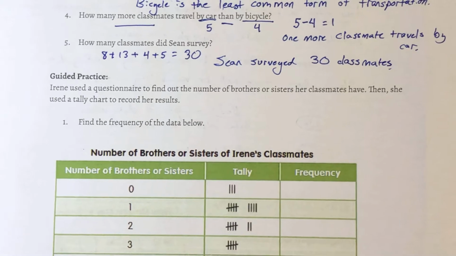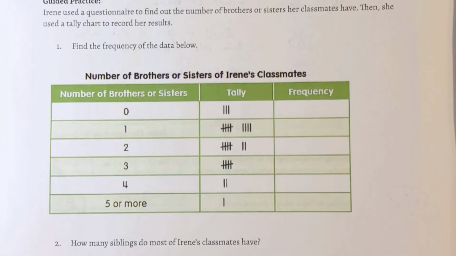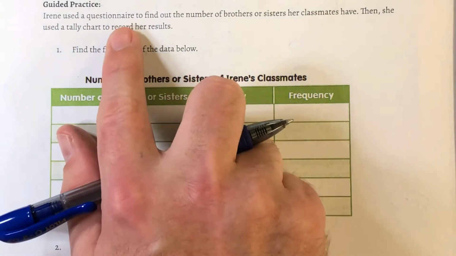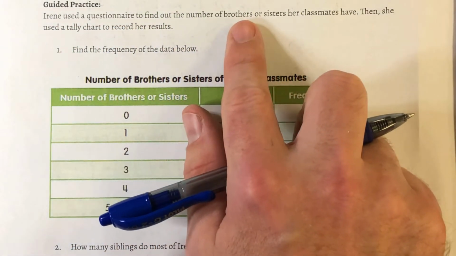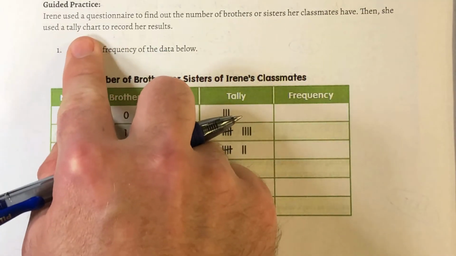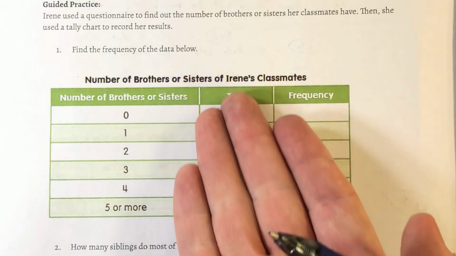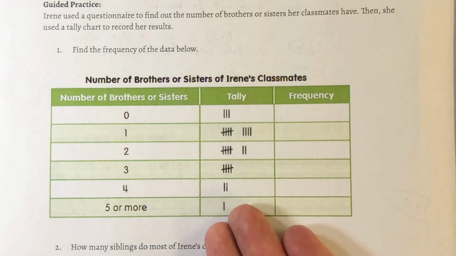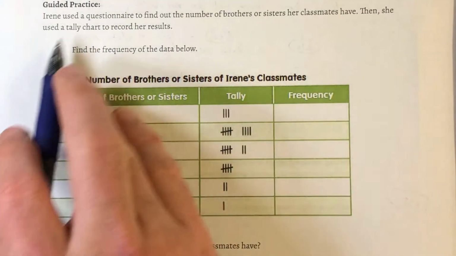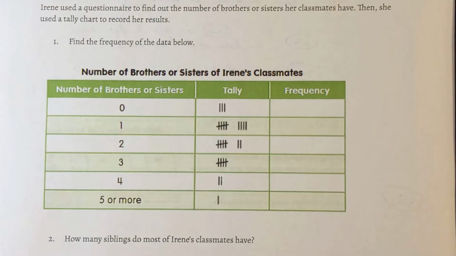All right, next scenario and last one. Irene used a questionnaire to find out the number of brothers or sisters her classmates have. Then she used a tally chart to record her results. You'll notice she's already done the tallies for us. We don't have to do that. First, find the frequency of the data below. In other words, we're going to find out how often something happened.